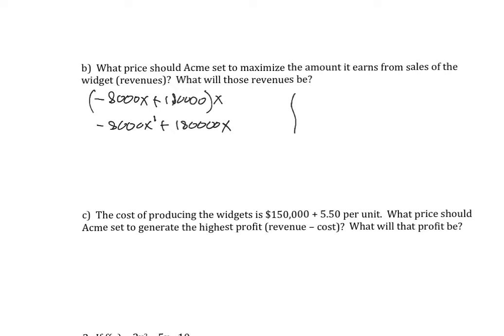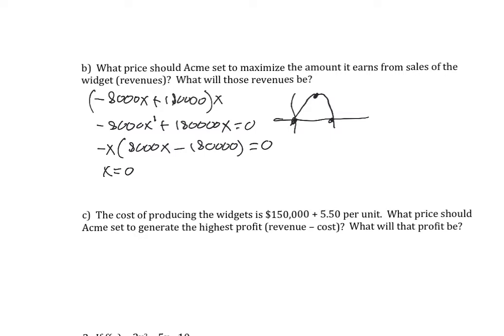So we know that if we graph this, we'd get something that looked like this. And we want to figure out, well, what's going to give us our maximum revenues right here? Well, we know it's going to be halfway between the two points at which it crosses the x-axis. So if we set this equal to 0, we're going to get negative 8,000x times x minus 22.5. So the solutions are either x is equal to 0, or whatever value of x sets the second factor equal to 0, which would be x equal to 22.5.